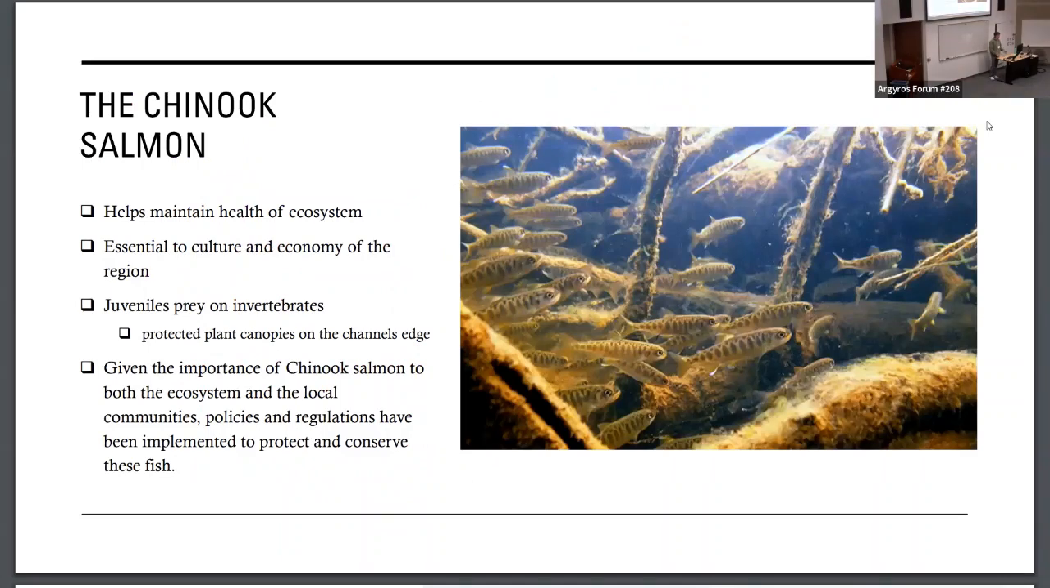So I also focused on the Chinook salmon. The Chinook salmon is a keystone species there. They're very important for the ecosystem, and culturally and economically, they're all very important for this region. They're also closely related with the plant canopies on the channel's edge. The juvenile fish there, when they spawn, feed on the invertebrates underneath these canopies, mostly because they're trying to stay away from predation, but also, of course, because they need to eat. So I thought it was important to look at the juveniles and Phragmites relationship.